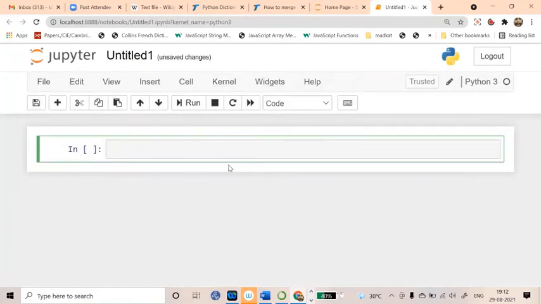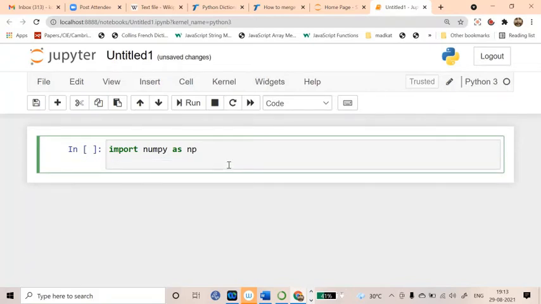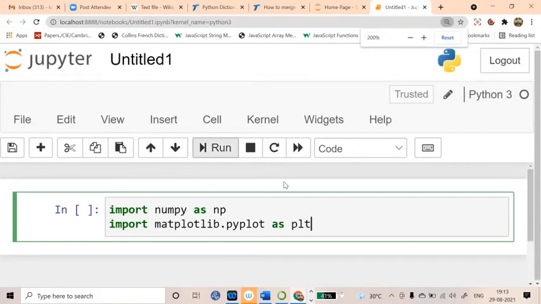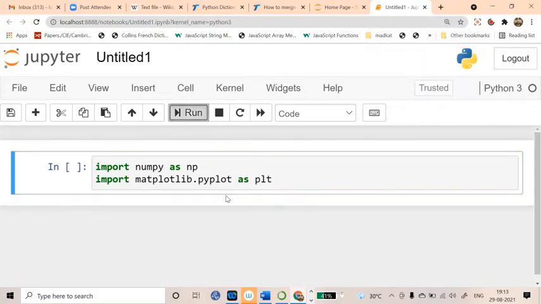So first, to calculate this, the formula is very simple, but we need to import numpy as np. This is important because we have to create the series of data, and of course for plotting later we need to import matplotlib.pyplot as plt. Let me increase the size. Okay, let me run it.